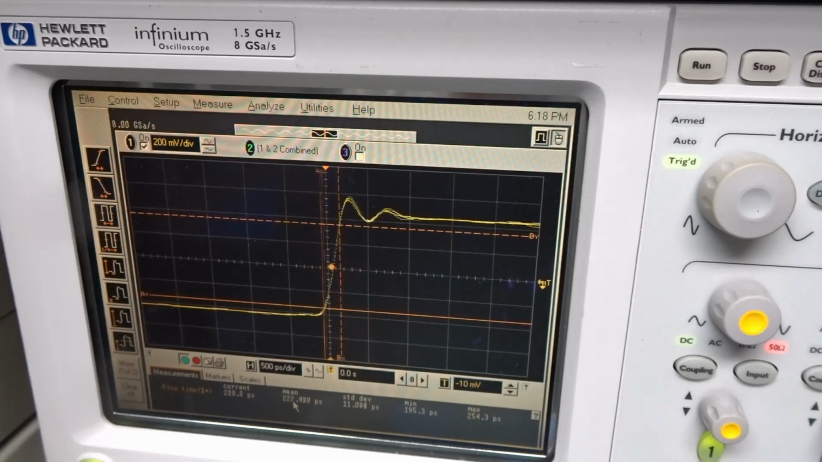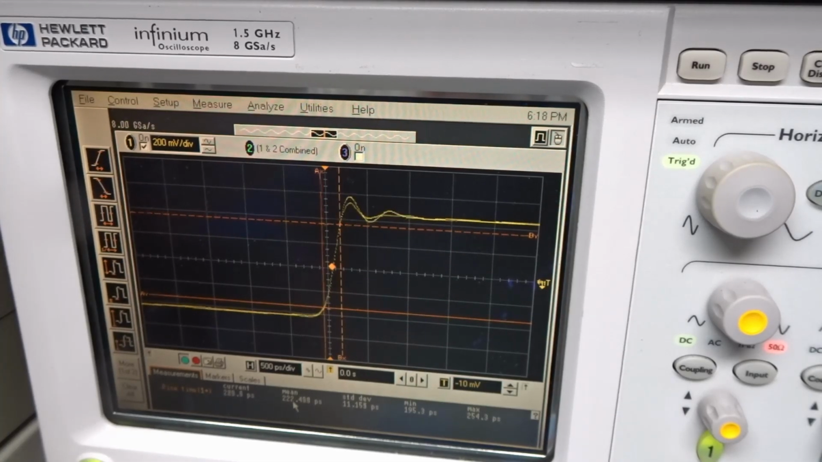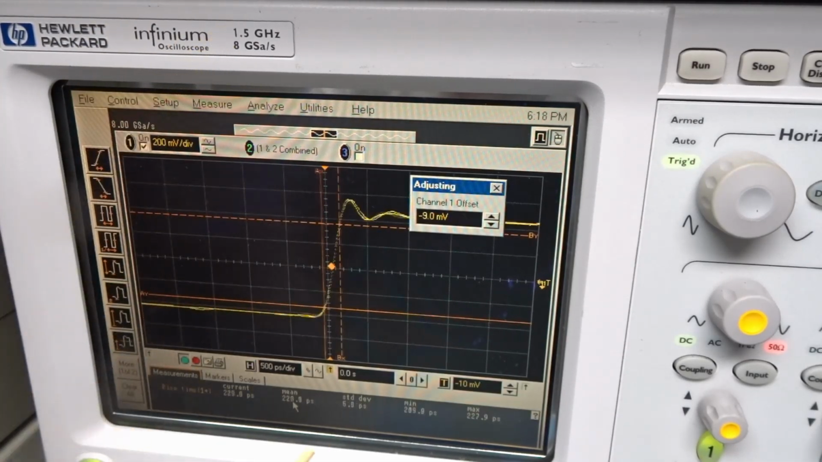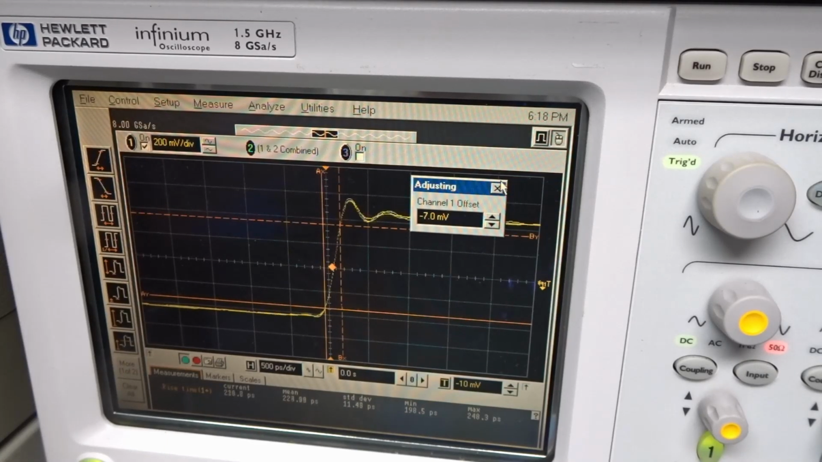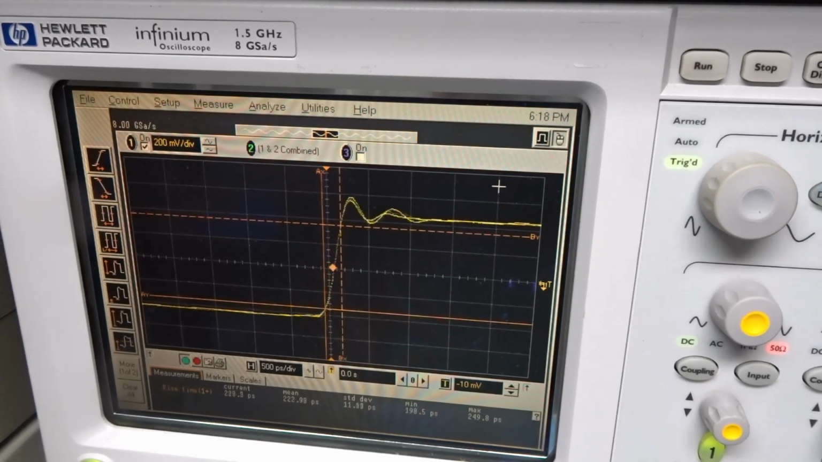Now let's try my other high-speed oscilloscope, which has a bandwidth of 1.5 GHz. As you can see, the average rise time of this signal is 222 picoseconds, which translates to 1.57 GHz of bandwidth, and it matches the oscilloscope's bandwidth.